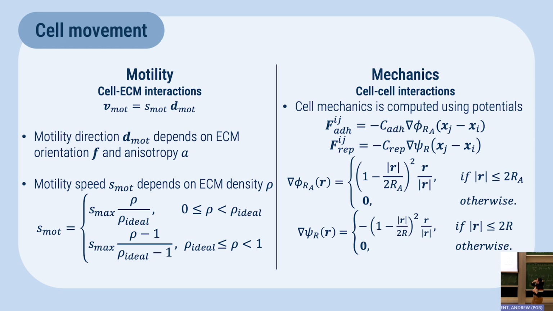So essentially, they can't be compressed too much by neighboring cells. Important here are the parameters, obviously, because I have to tune the model with the data. The parameters that I will talk about later will be the maximum motility speed, S max, and then the adhesion strength, C adhesion, and the repulsion strength, C repulsion.